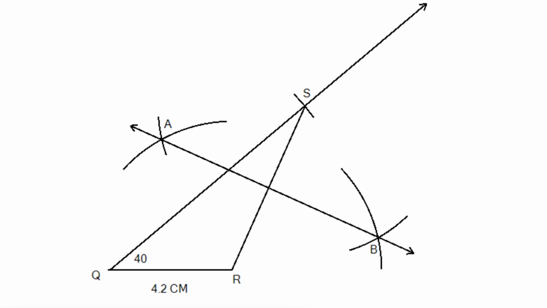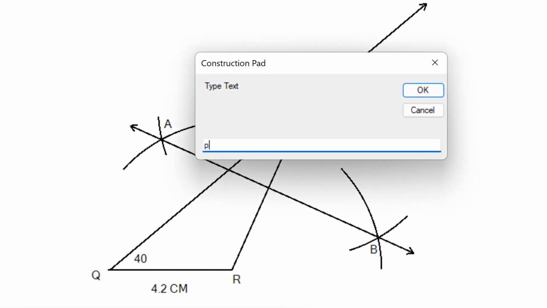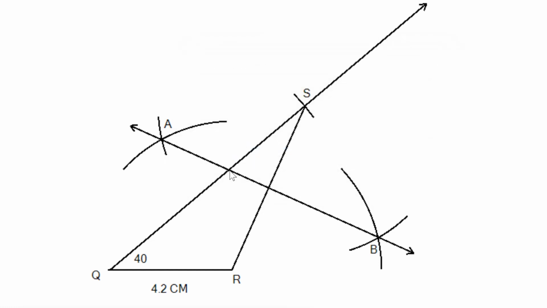So what is the point of intersection of SR and the perpendicular bisector? Point P. So what is the last step? Join PR and measure length PR. What is length PR? 3.3. Sir, I get 3.3. Plus or minus 0.2 is allowed.